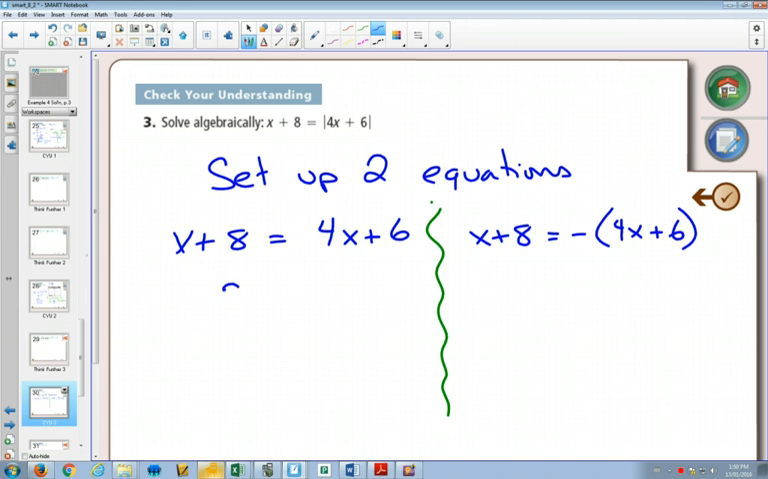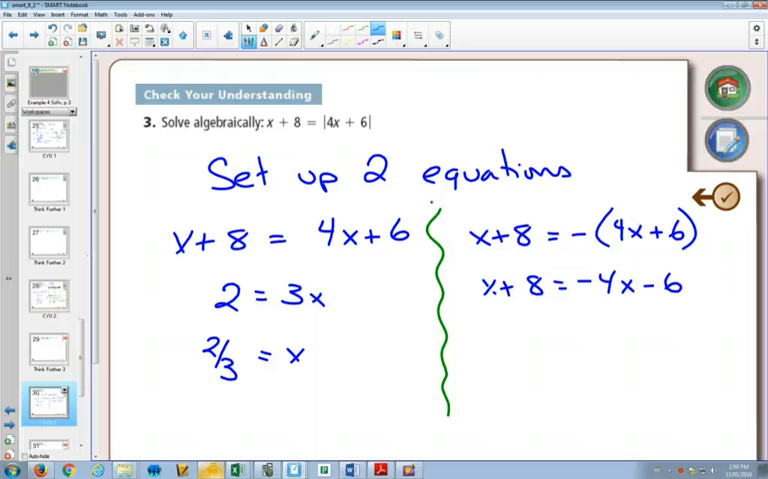Move your x over, move your 6 over. X equals 2/3. And over here, distribute your negative. And x equals negative 14/5.